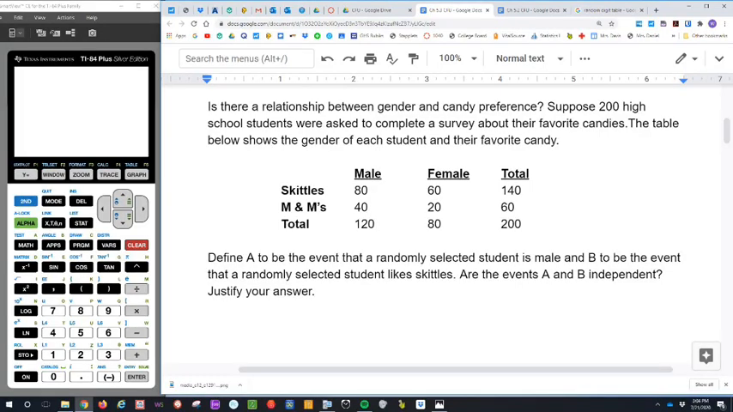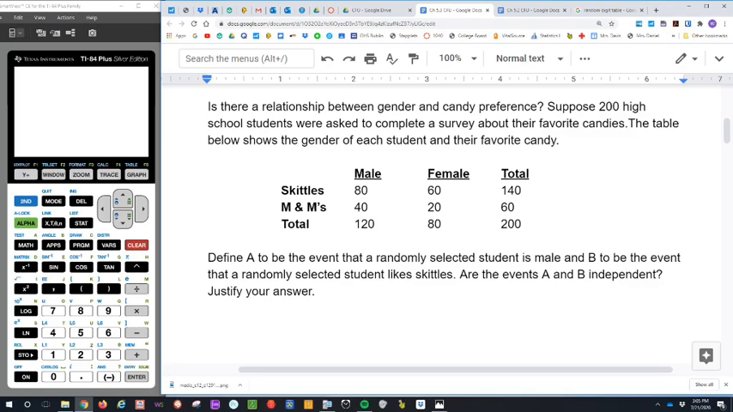Okay, so this is chapter 5.3 CFU, and I believe this is concept 1 on conditional probability and independence. So the question goes like this: is there a relationship between gender and candy preference? Suppose 200 high school students were asked to complete a survey about their favorite candies. So you have a table shown below that shows the gender of each student and their favorite candy.